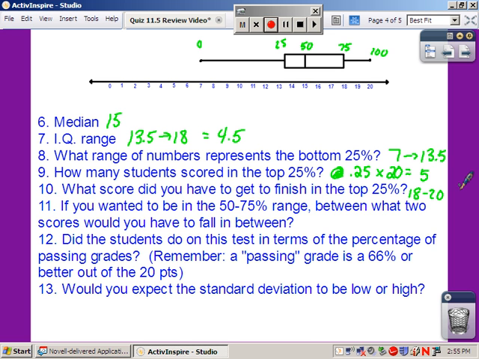You wanted to be the 50 to 75% range. Between what 2 scores would you have to fall in between? Okay, right here you can see, here's the 50% mark, the median. 75 is that upper quartile. If you want to be in that range, you got to be from 15 to 18.